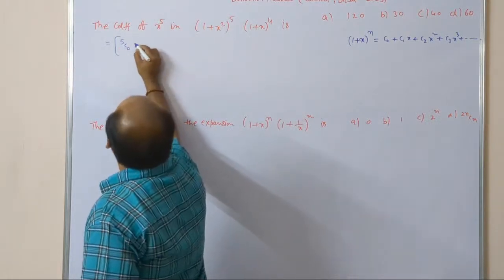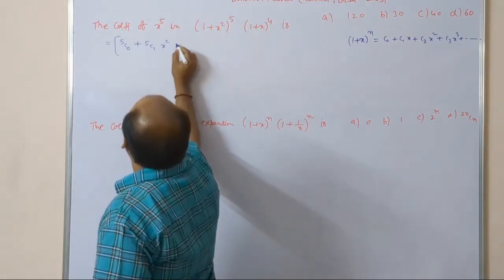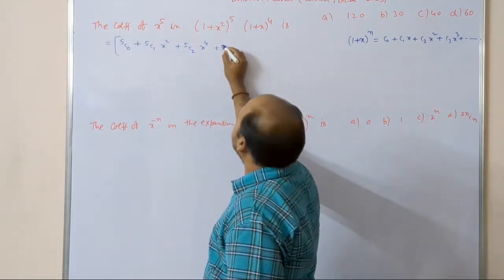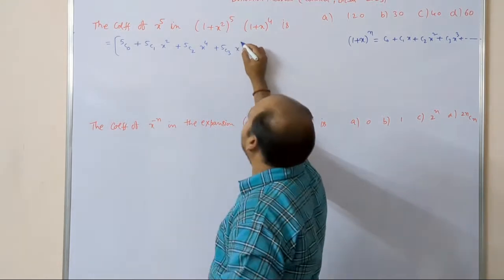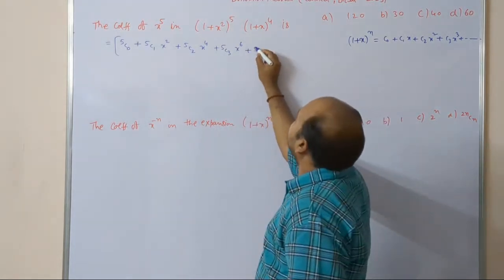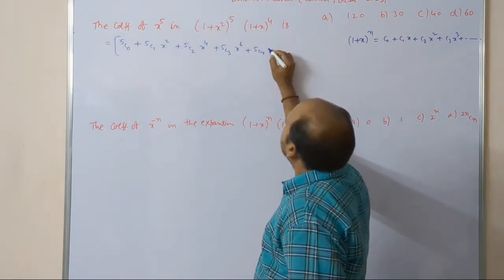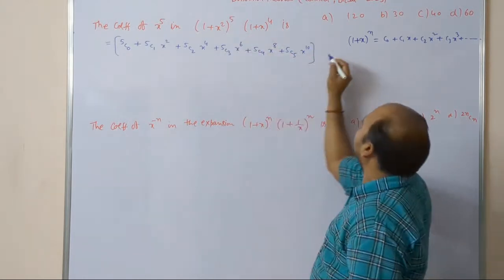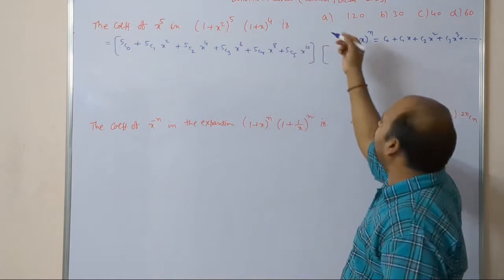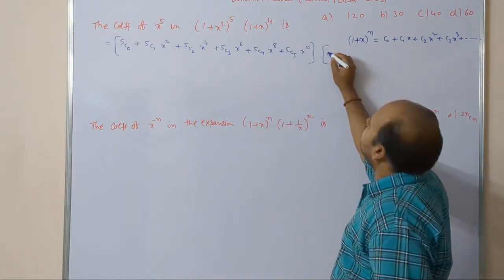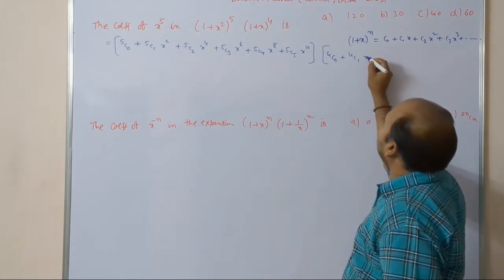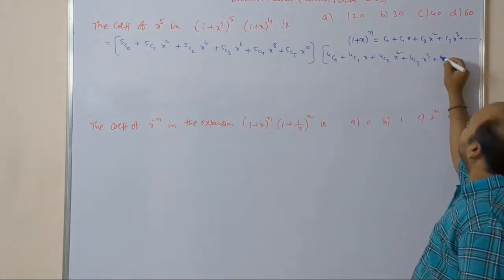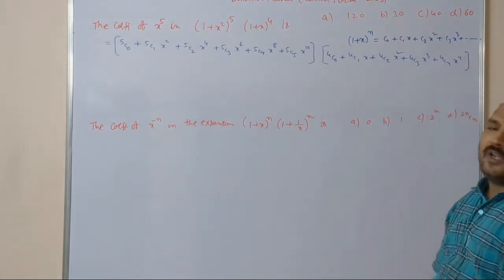5C0 plus 5C1 x square. Next 5C2, x square whole square. Next 5C3, x power 6 will come, x square whole cube. Next 5C4 x power 8 plus 5C5 x power 10. So the first expansion is completed. (1 plus x) whole power 4 also we write. So 4C0, 4C1 x, 4C2 x square, 4C3 x cube, 4C4 x power 4. We can stop there.